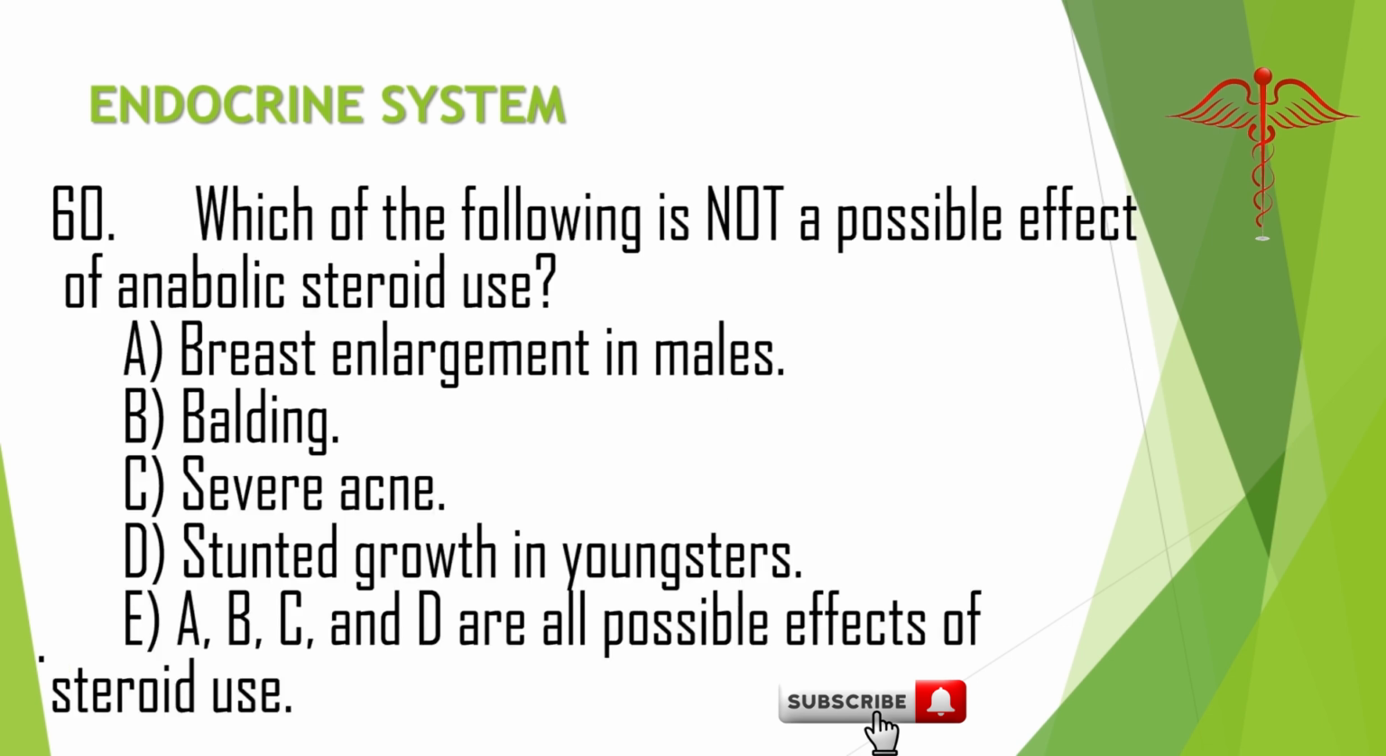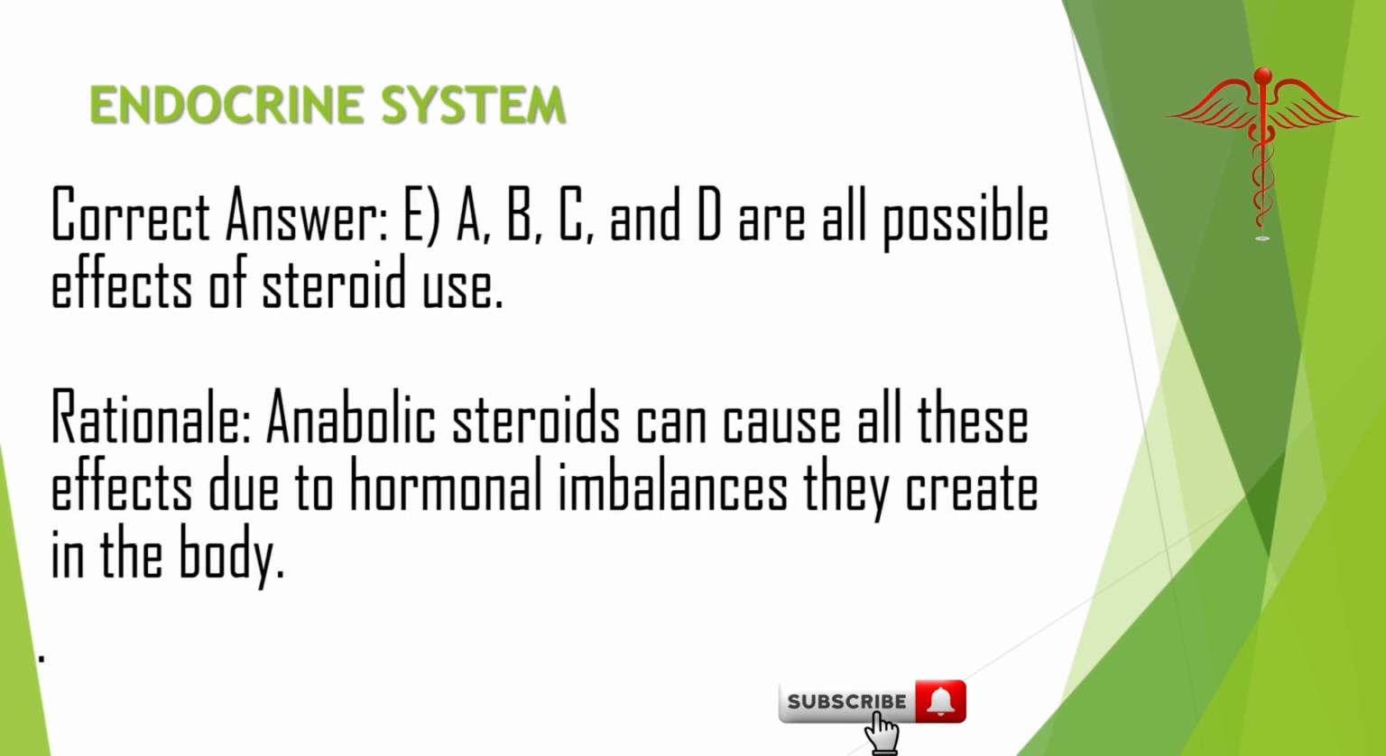60. Which of the following is not a possible effect of anabolic steroid use? A. Breast enlargement in males. B. Balding. C. Severe acne. D. Stunted growth in youngsters. E. A, B, C, and D are all possible effects of steroid use. Correct answer: E. Rationale: anabolic steroids can cause all these effects due to hormonal imbalances they create in the body.